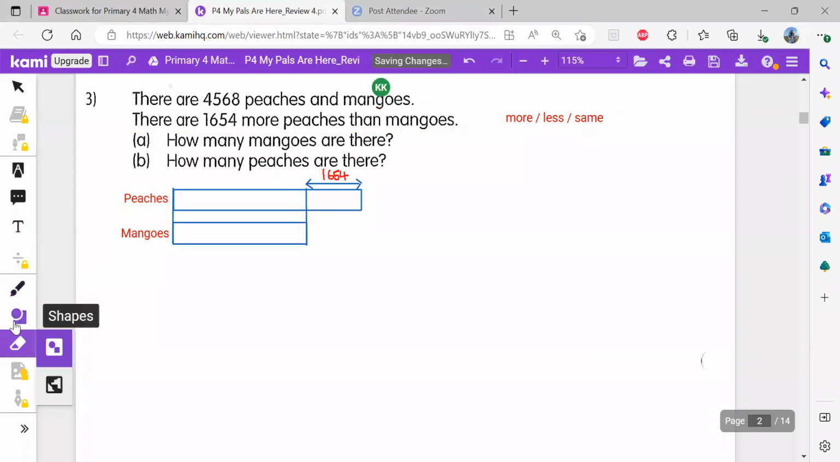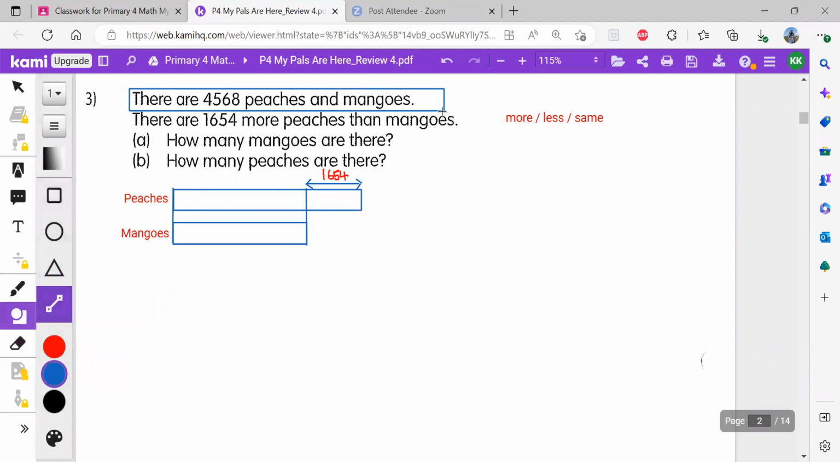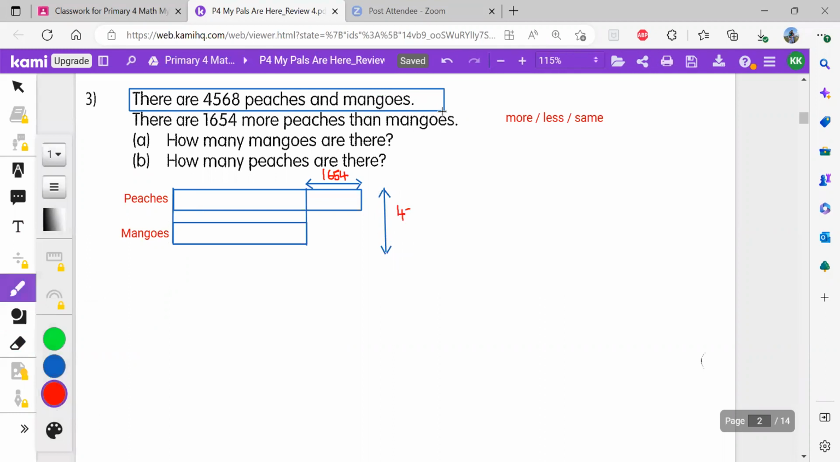The other sentence that has information I've not drawn is the first one, which says that there are 4,568 peaches and mangoes. So this is the total number of peaches and mangoes. I would use this to show the total, and there are 4,568 in total. All right, and that's all that I can draw.